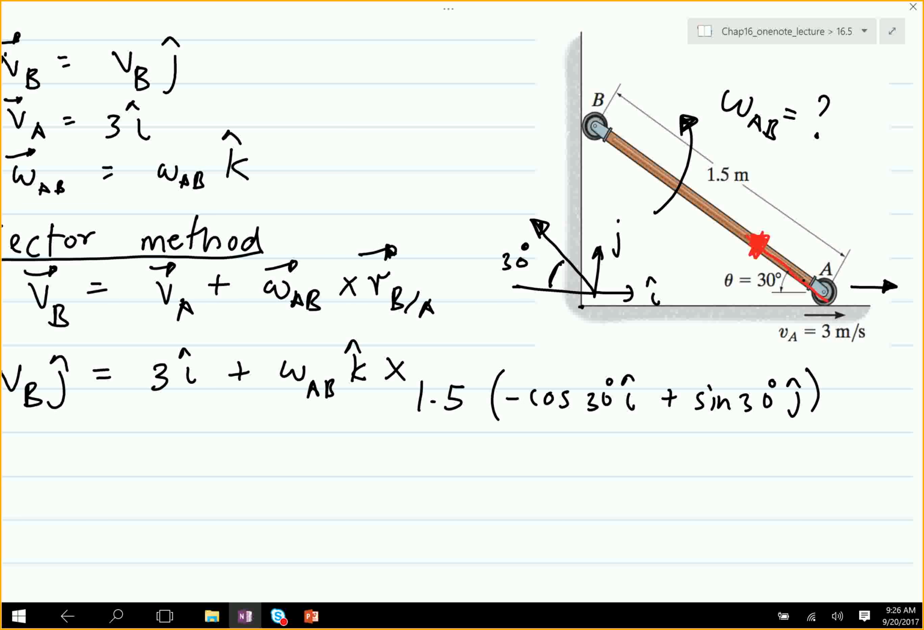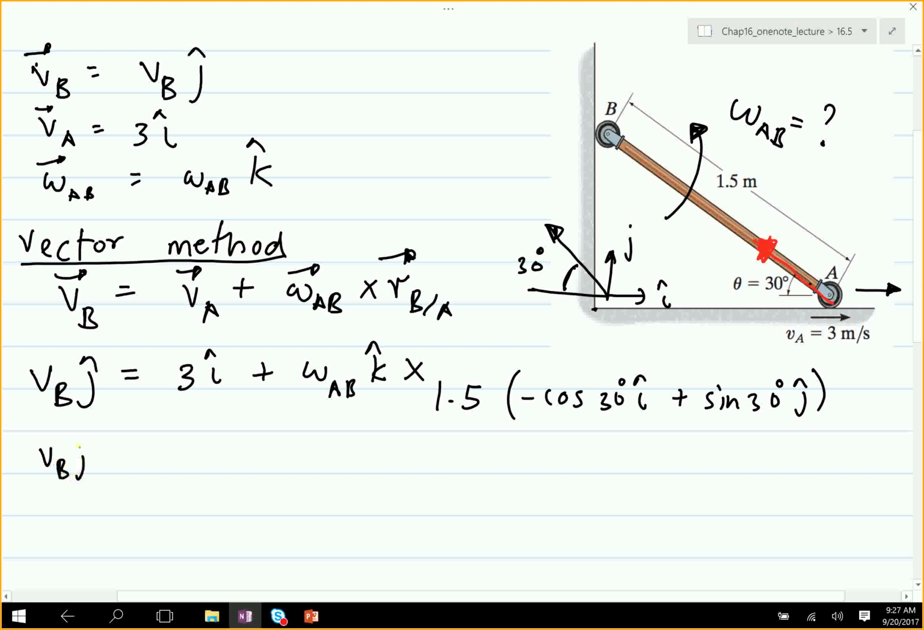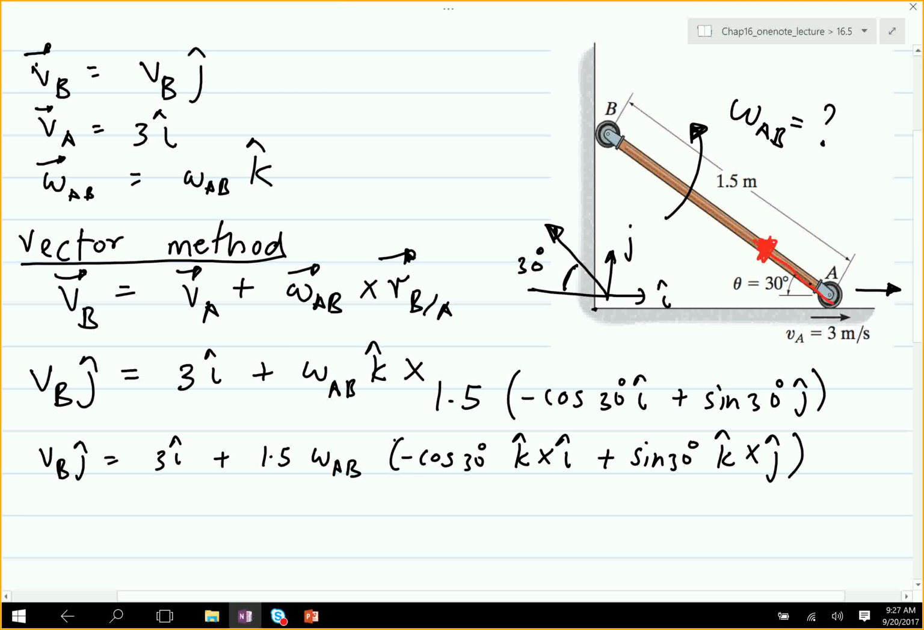Okay, so your question, how do you find the cross product? Some things are very obvious here. It's VB j, you don't have to do much here. 3i plus 1.5 omega AB. And now I need to do minus cosine 30 degrees k cross i plus sine 30 degrees k cross j. Okay, what I did was essentially take this k and turn it inside. But I need to carry out this cross product. And I think many people do have a hard time doing the cross product.